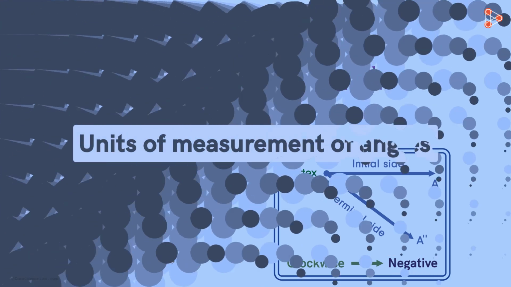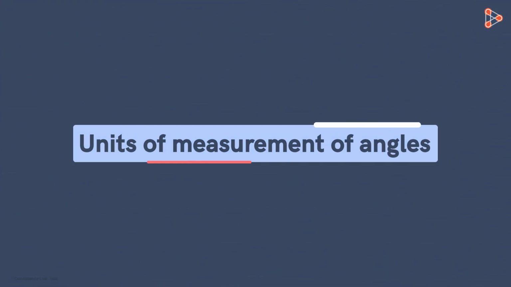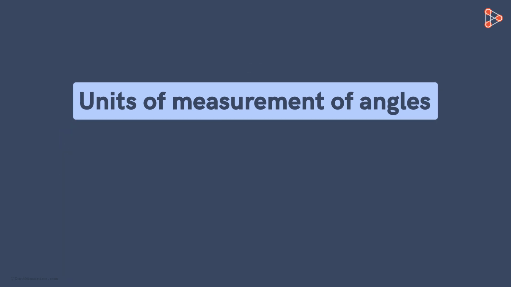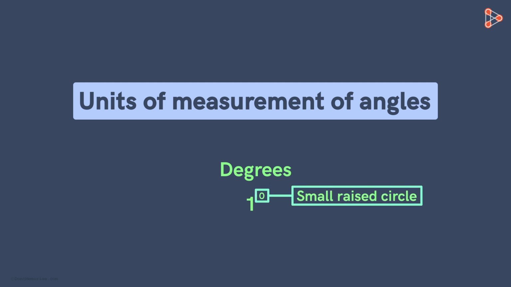Now let's understand what is the unit of measure for angles. We will be studying 3 units of measurement in this video along with their symbols. The most common unit of measure is degrees. 1 degree is represented as follows. This symbol is a small raised circle.